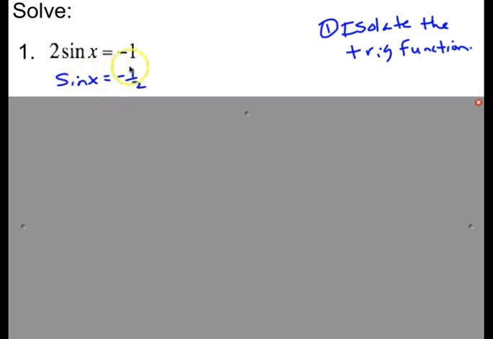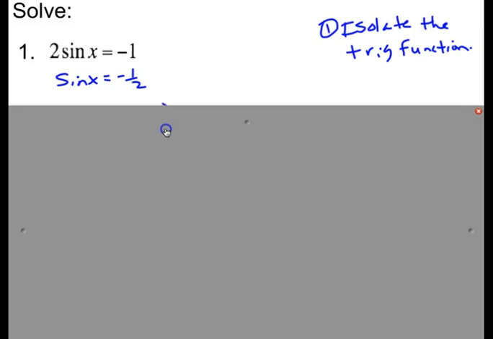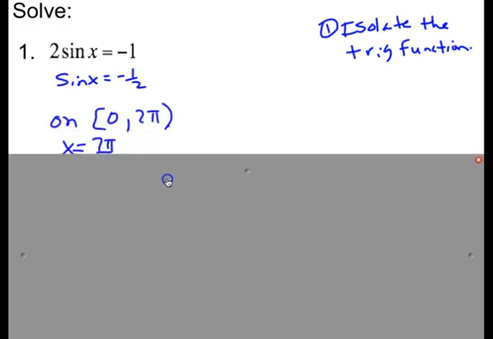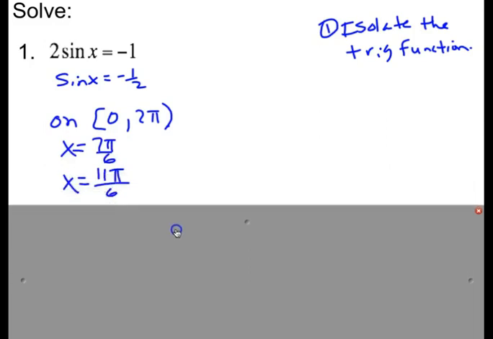So instead of just taking the inverse sine and restricting it to the domain that's restricted for the inverse trig function, I'm going to have to think about all the values on the unit circle where the sine of x is negative 1/2. So from 0 to 2 pi, I know that x is equal to 7 pi over 6 and 11 pi over 6.